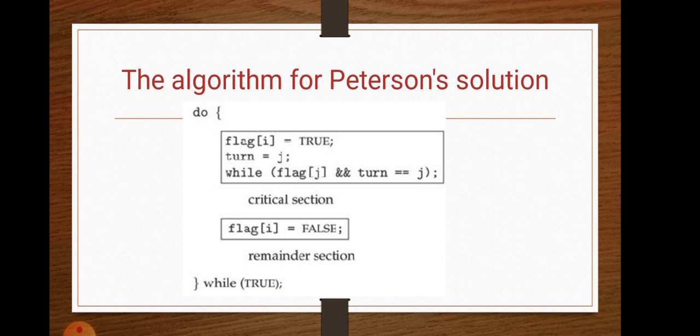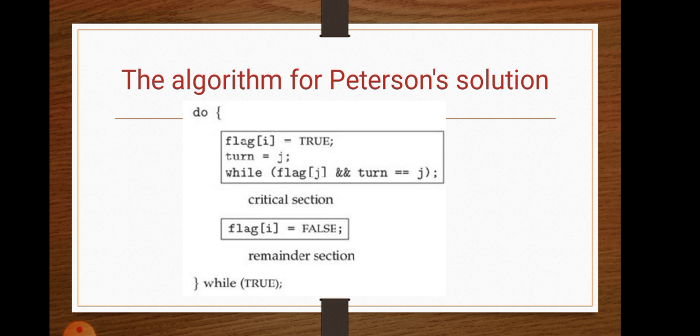It means what here: while flag of j, suppose j is 0, flag of 0 and turn is again equal to 0. So until and unless it becomes true, only then is it going to enter its critical section. Now if flag of I is equal to false, then it is going to execute the remaining code segment.